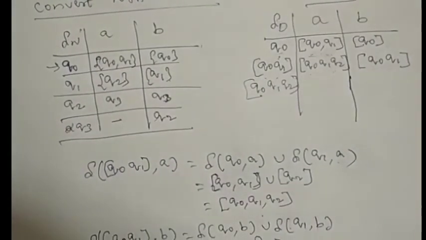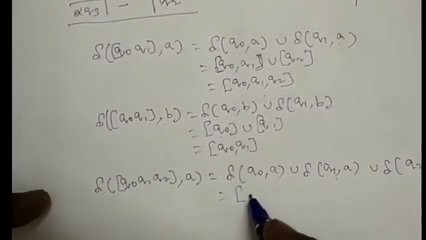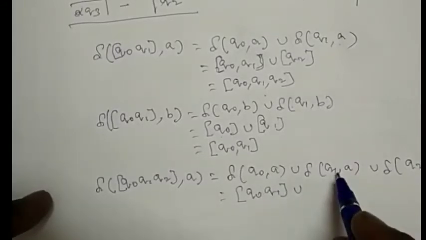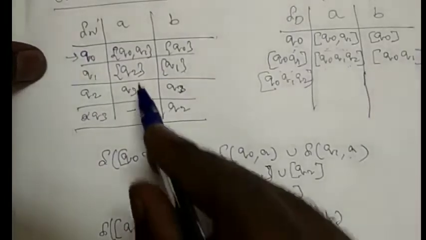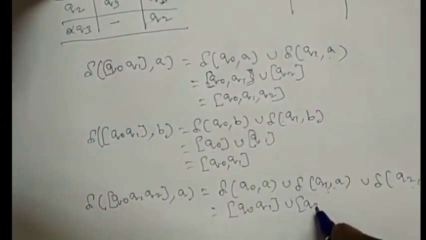So see here, you are supposed to write it. You are getting {Q0, Q1} union. In Q1, if I apply A, it goes to Q2. So you write Q2 here. And when I apply Q2 comma A, it goes to Q3. So I just write Q3.